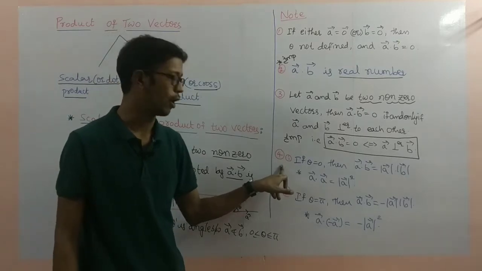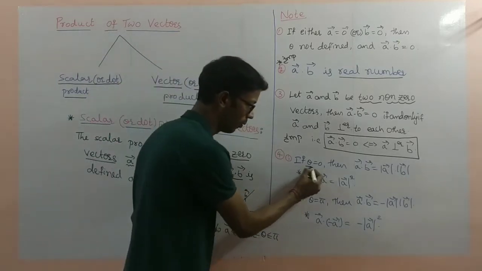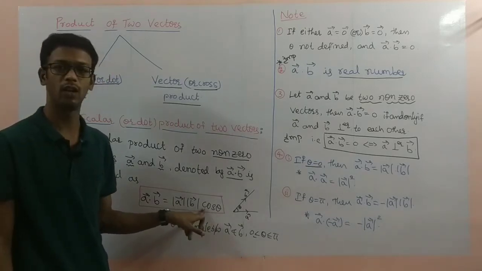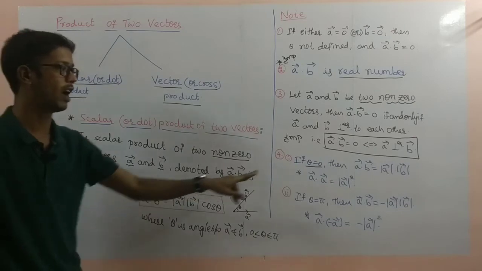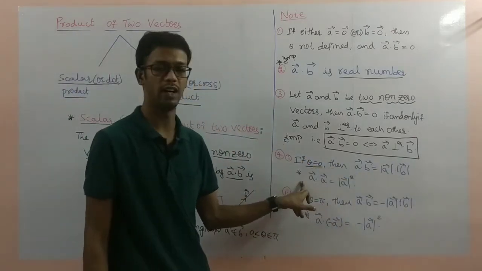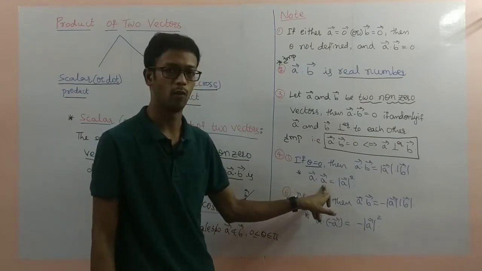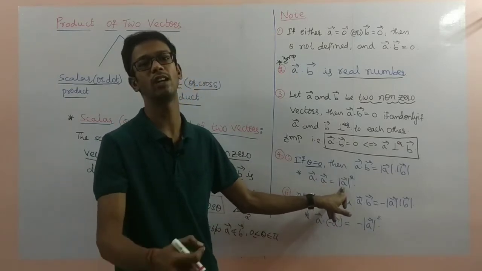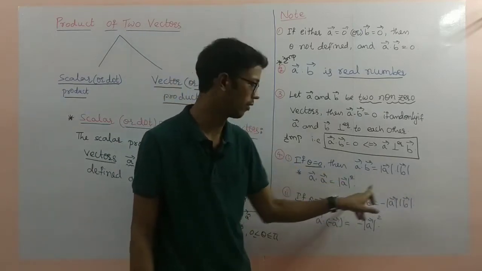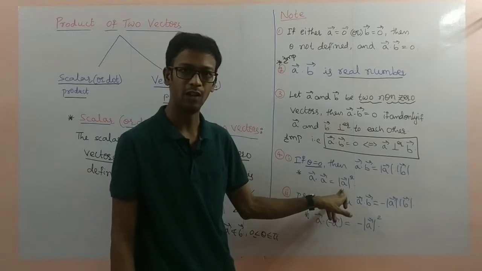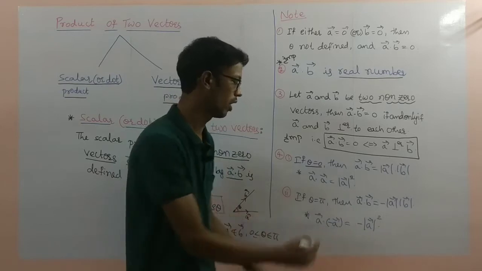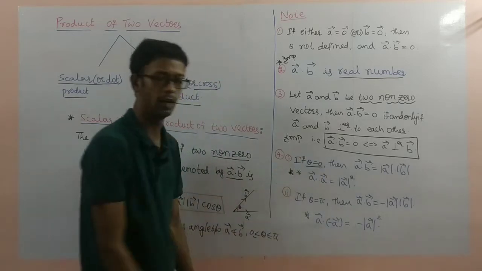Next, fourth point: if theta equals 0, substitute here. What value will we get? Cos 0 is 1. So the dot product value is magnitude of A bar dot magnitude of B bar. In this particular condition, A bar dot B bar is equal to magnitude of A bar into magnitude of A bar. You will get this property. The total value is magnitude of A bar square. A bar dot A bar equals magnitude of A bar square. This is also an important point.